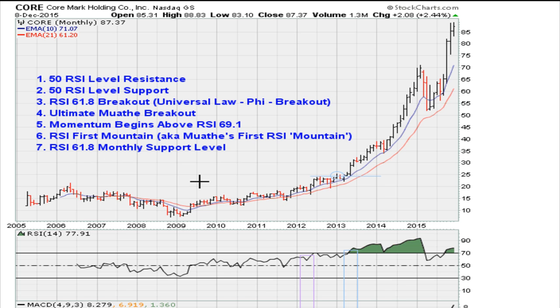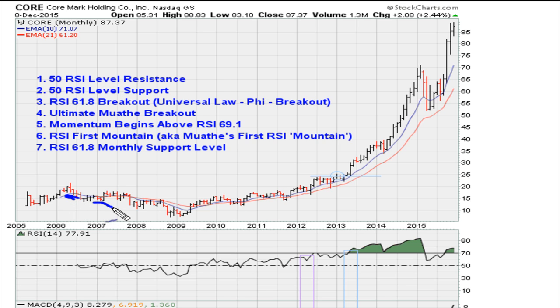I just came across this chart while going through my research, and I noticed that it has a lot of the things that we discussed. So let's go to it. It's a nice example. We begin by taking a look at how the stock was behaving during this period here. And again, this is a monthly chart going back to 2005, so about 10 years' worth of data on the monthly.